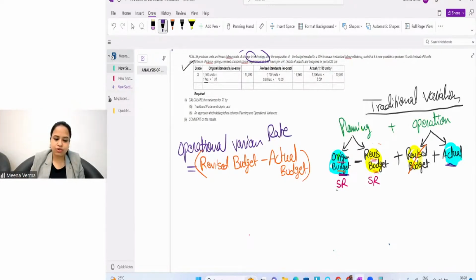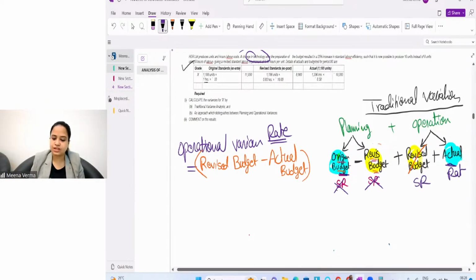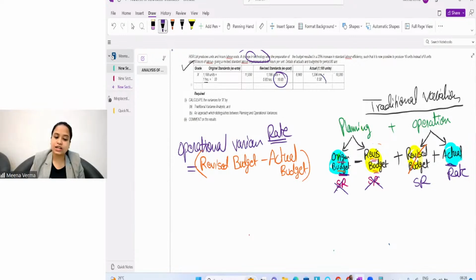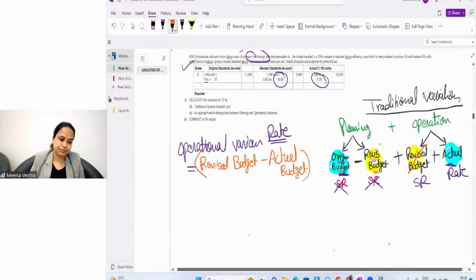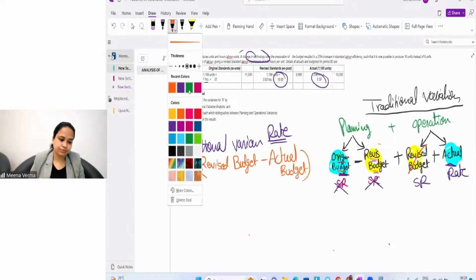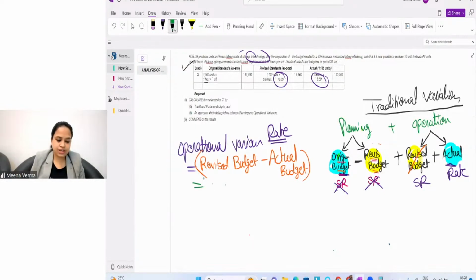So for rate, what will we do? We will not see these values now. Instead of these values, we will see the revised budgeted standard rate minus actual rate. We will consider these two things. Now, what was the revised rate? 10 rupees. What was the actual rate? 8.5. You will consider these values. So we will be considering rupees 10 as the revised rate.